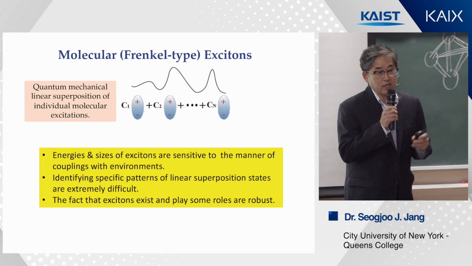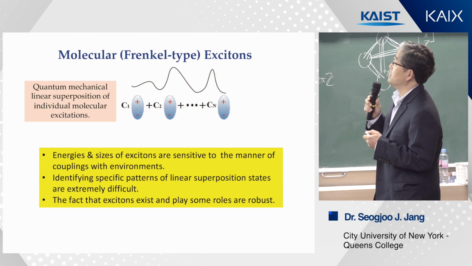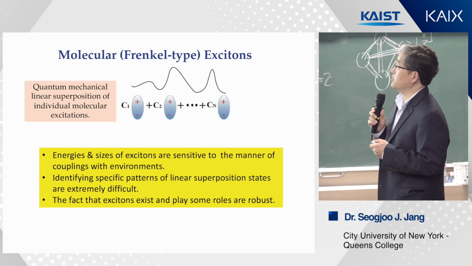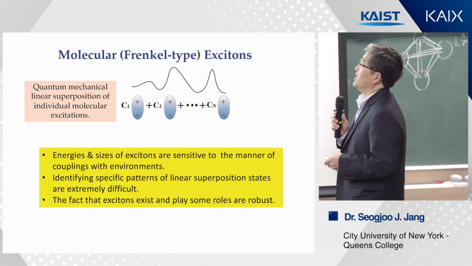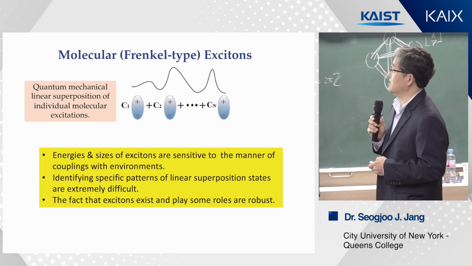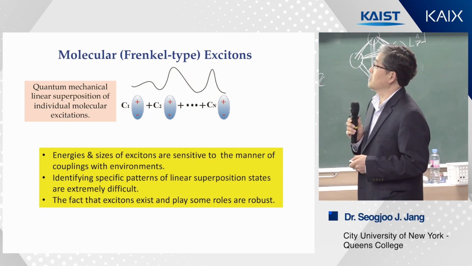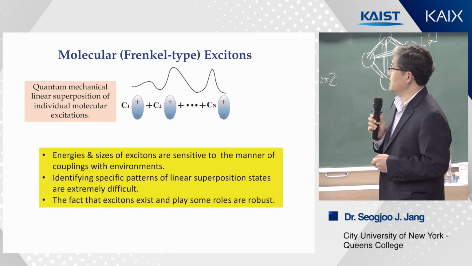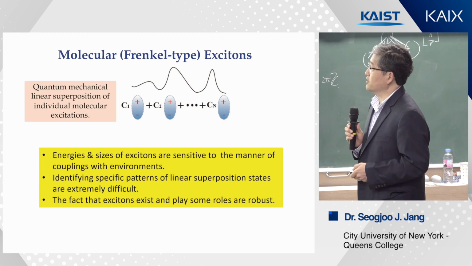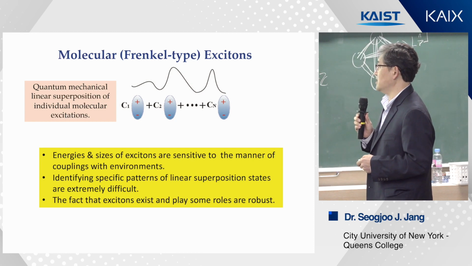So the light-harvesting complexes are known to have excited states in the form of so-called molecular excitons. The concept of molecular excitons has been known for a long time, and they are nothing but the quantum mechanical linear superposition of individual molecular excitations. Because they are superpositions, their energies and sizes are very sensitive to the manner of couplings with the environment. As a result, it is extremely difficult to identify specific patterns of linear superposition states.